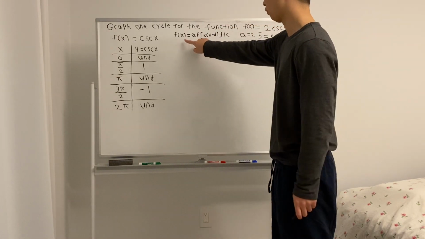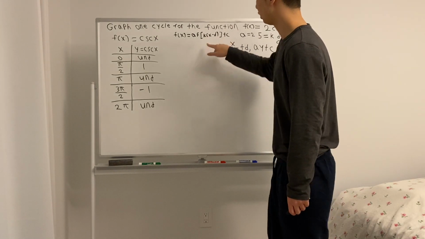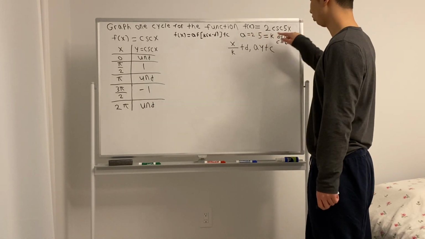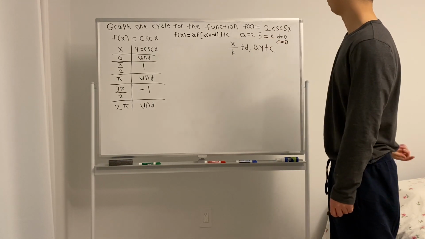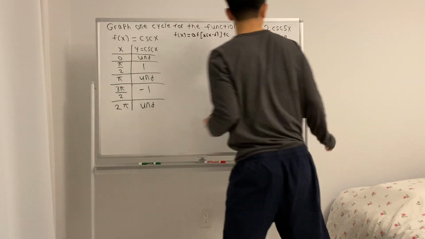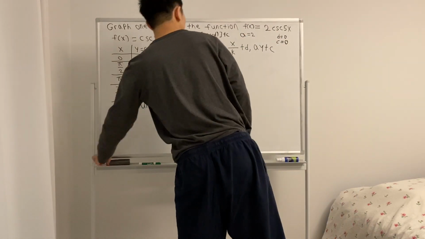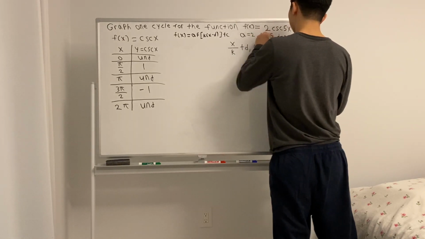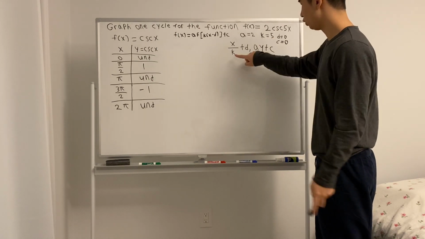So this is the transformation format I use. I don't think it really matters what letters you use as long as you know what the letter means, but this is the format I use. And I got my characteristics from this function. So a is equal to 2, k is equal to 5, and d is equal to 0, c is equal to 0. So basically, the only things we're dealing with are a vertical stretch and a horizontal compression, right?